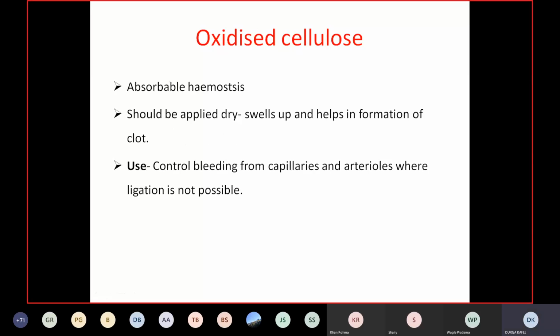Next, we have the oxidized cellulose. This can be used topically at the site of bleeding, to control bleeding from capillaries and small arterioles where ligation is not possible. Whenever we cannot suture the wound, at that site you can apply this oxidized cellulose. You should apply it in dry form. When you apply it in dry form, it swells up and helps in the formation of a clot. This is also an absorbable hemostatic agent.